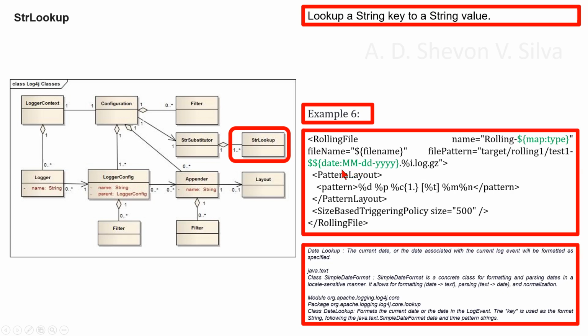The date lookup is somewhat unusual from the other lookups, as it doesn't use the key to locate the item. Instead, the key can be used to specify a date format string that is valid for a SimpleDateFormat. The current date or the date associated with the current log event will be formatted as specified here.